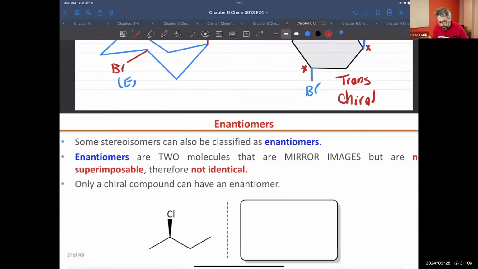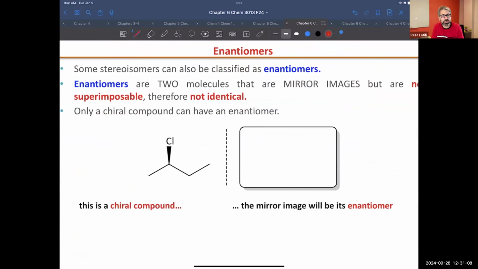Okay. I hope this lecture was useful. And in the next lecture, we're going to go through how to assign the chirality of one chiral center. Is it S or R? Is it clockwise or counterclockwise? And when I say clockwise or counterclockwise, it's the way they rotate the light. And I will see you very soon. Thank you very much.